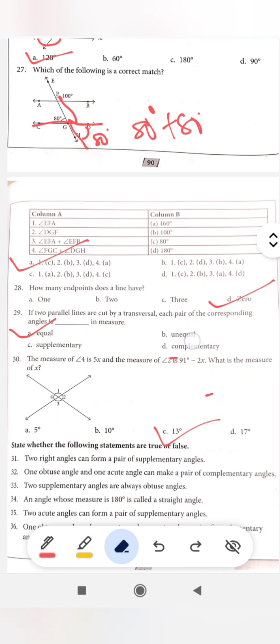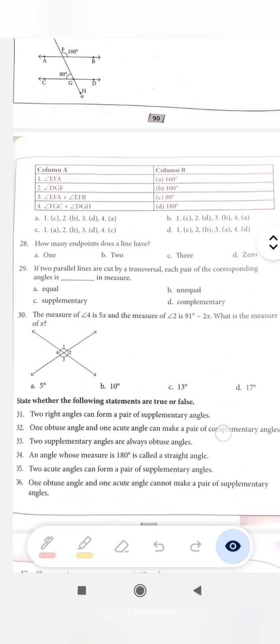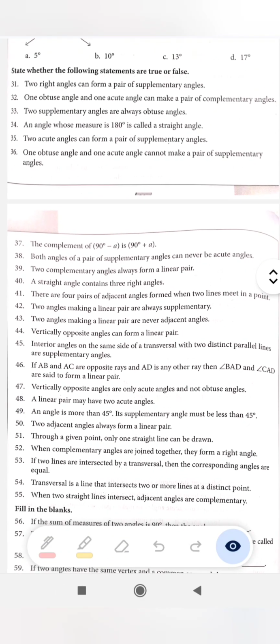Okay. So here we have finished all the 30 MCQ questions. Now we will move to the next part, that one, the state true or false. Okay.